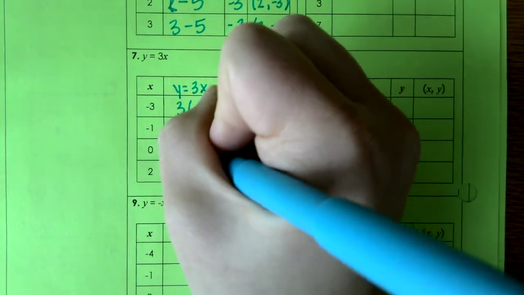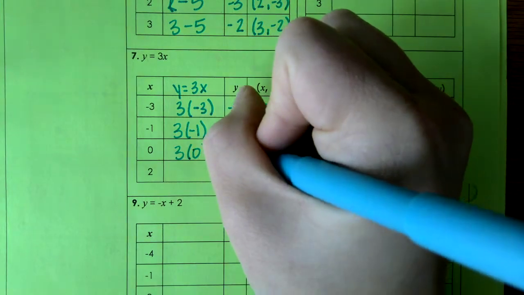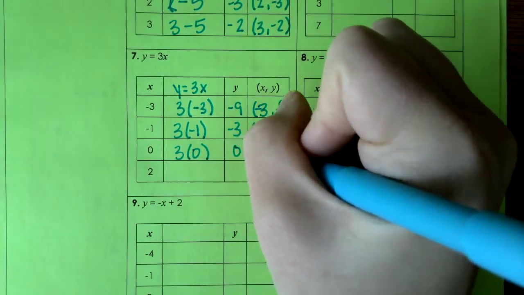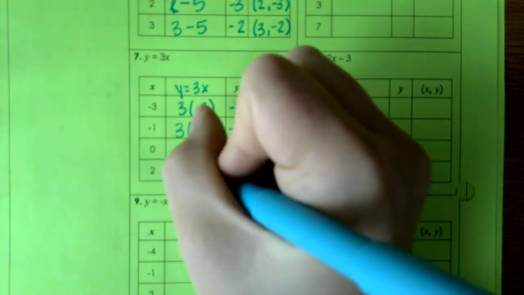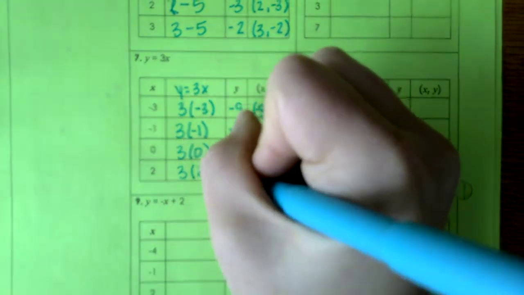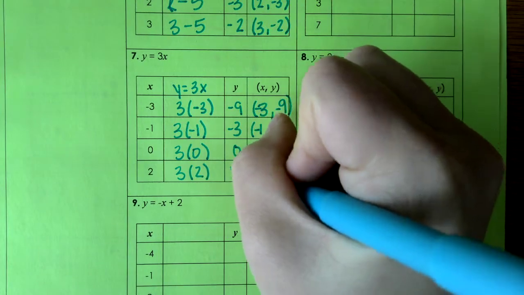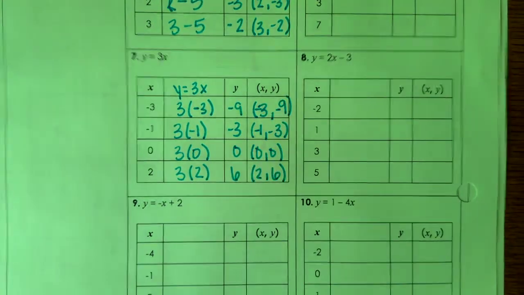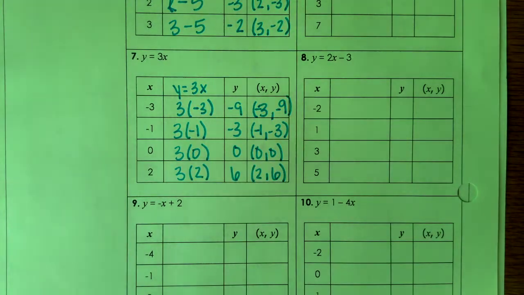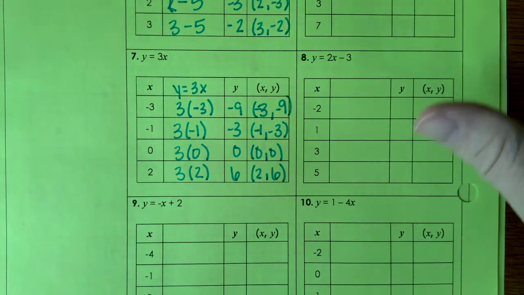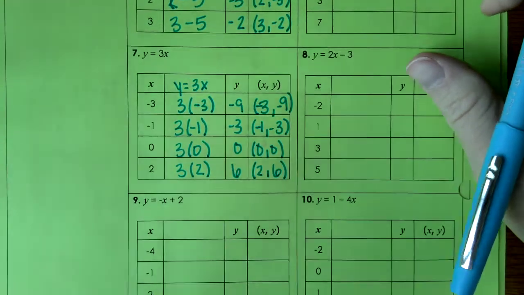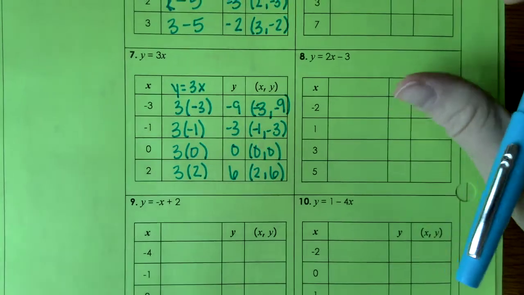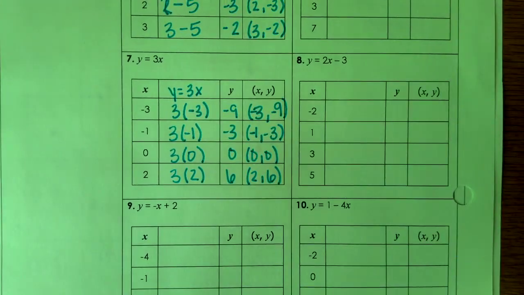Then I have 3 times 0, which is 0. So this is 0, 0. And then finally I have 3 times 2, which is 6. So I have 2, 6. So hopefully you're figuring out by now what this process looks like. Okay, well, let's go over to number 8.